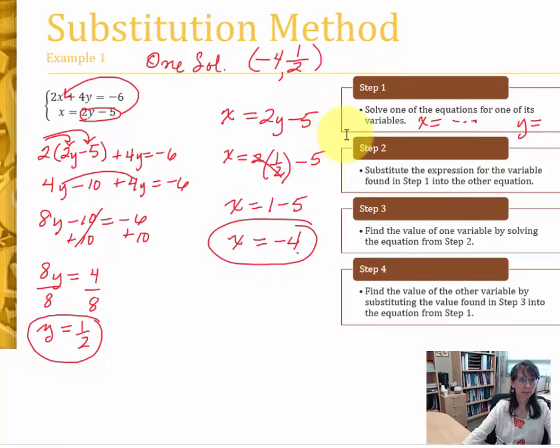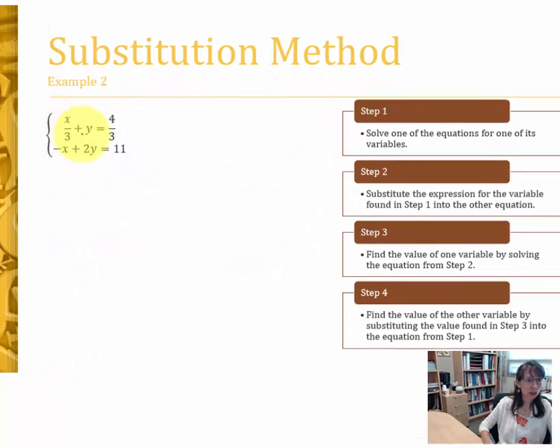Let's try another example. Our first line is x thirds plus y equals 4 thirds. Well, that looks a little awkward with x thirds. So you might want to rewrite that as 1/3 x. Just remember that it's really 1/3 x. The second equation is negative x plus 2y equals 11. It doesn't look like x has been solved for, y has not been solved for, so we'll have to do a little rearranging of our own.